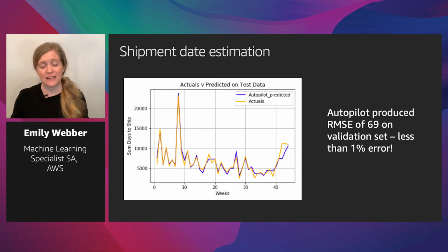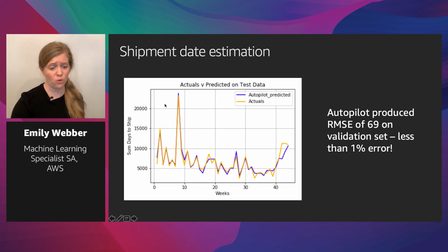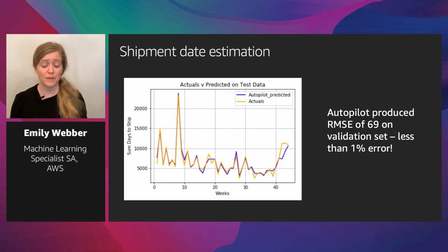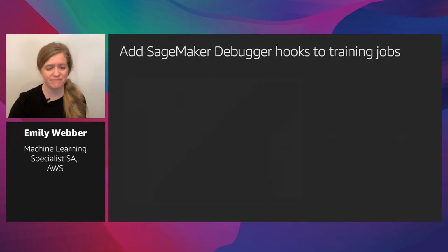And then when we aggregated this to the week level and looked at these predictions over the course of a year, you can see the orange line is the actual shipment date for the orders, but the blue line is what Autopilot predicted. And across this variation, some weeks we're looking at orders over 25,000 days in the future, again aggregated over all the orders at the week level, versus some of them not even hitting 2,500. To get this level of RMSE means we're at less than 1% error. So pretty exciting.